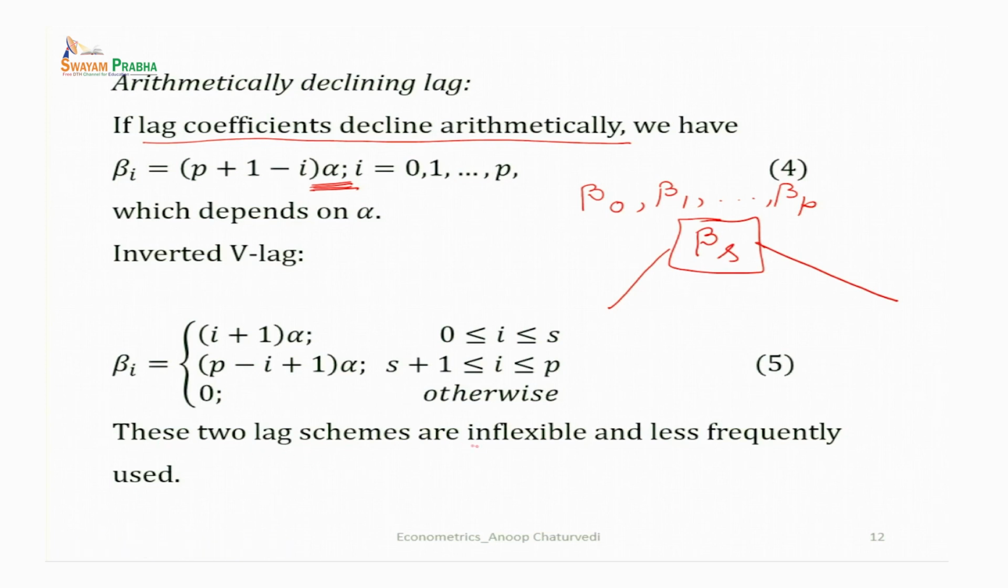So, these two lag schemes are inflexible and less frequently used. So, this is the problem with these two lag schemes. These lag schemes are not very flexible. So, in first lag scheme you can model the lag where you have weights just linearly increasing. In the second lag scheme, if you have this kind of inverted V shape for the lag coefficients, then you can use this kind of lag weights.